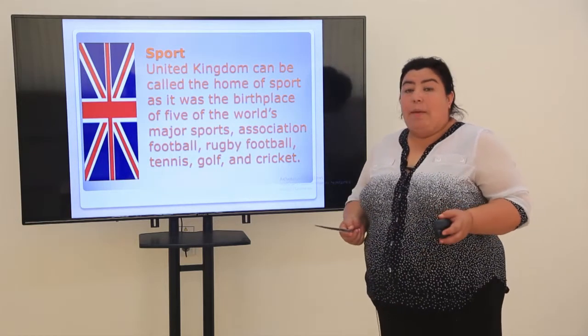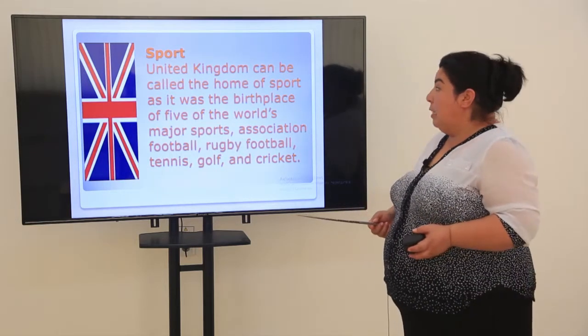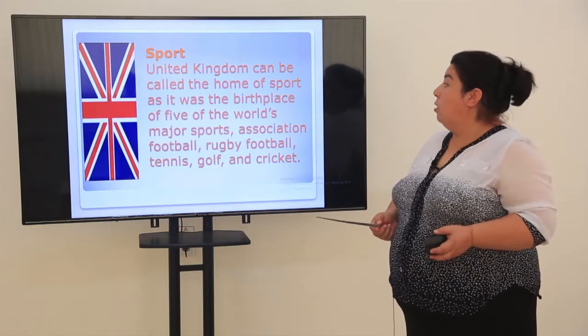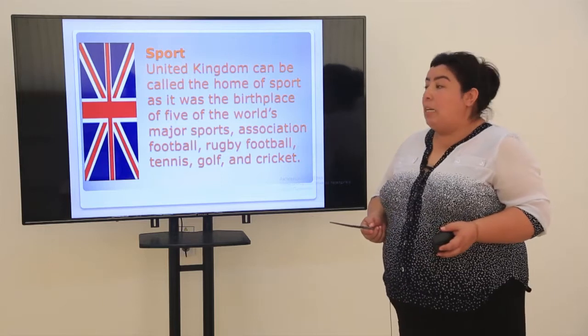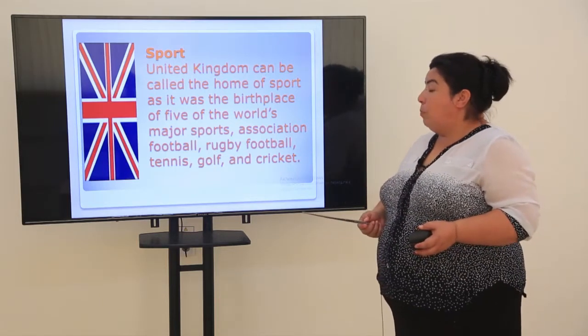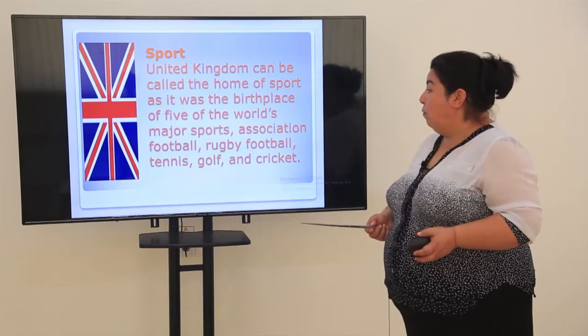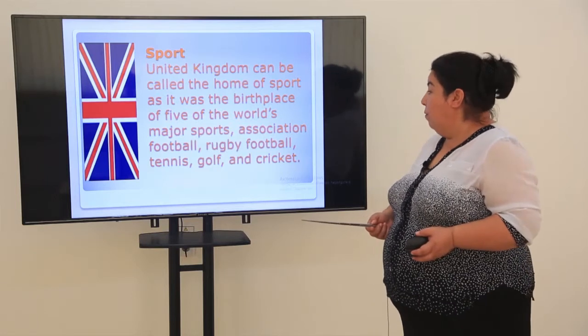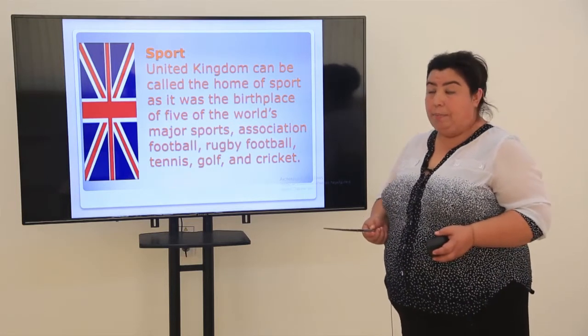And what can you say about sport in the United Kingdom? The United Kingdom can be called the home of sport, as it was the birthplace of 5 of the world's major sports: association football, rugby football, tennis, golf, and cricket.